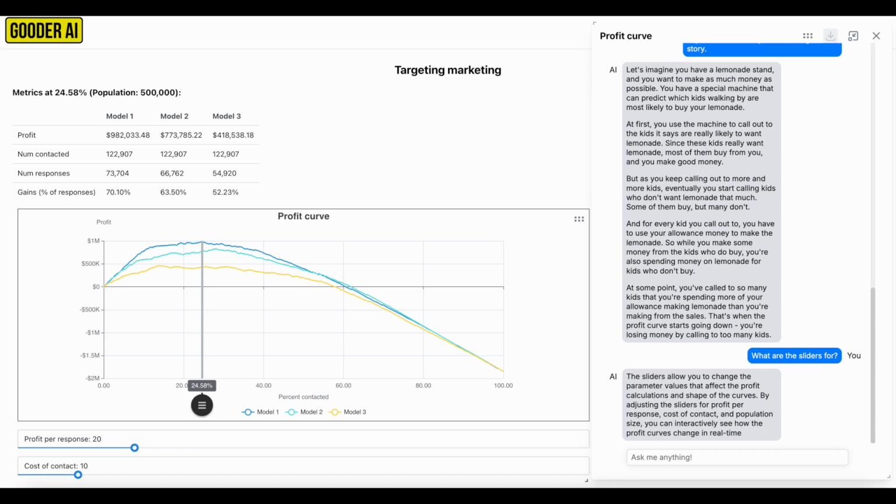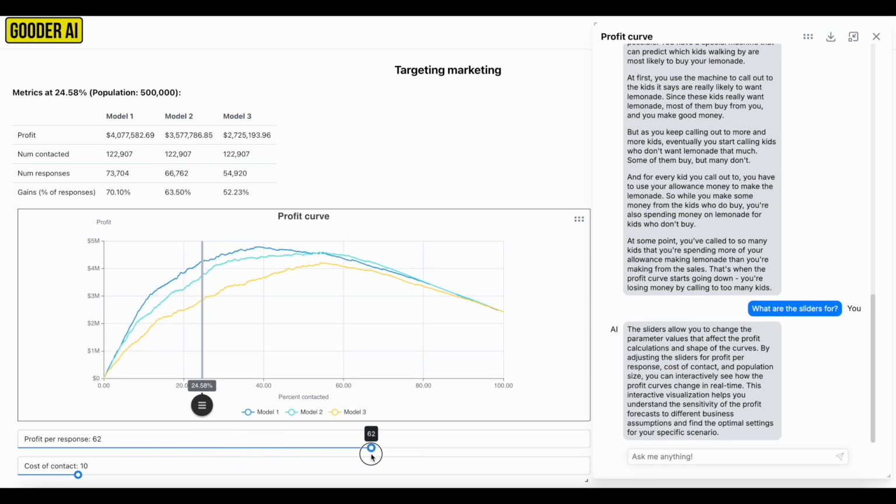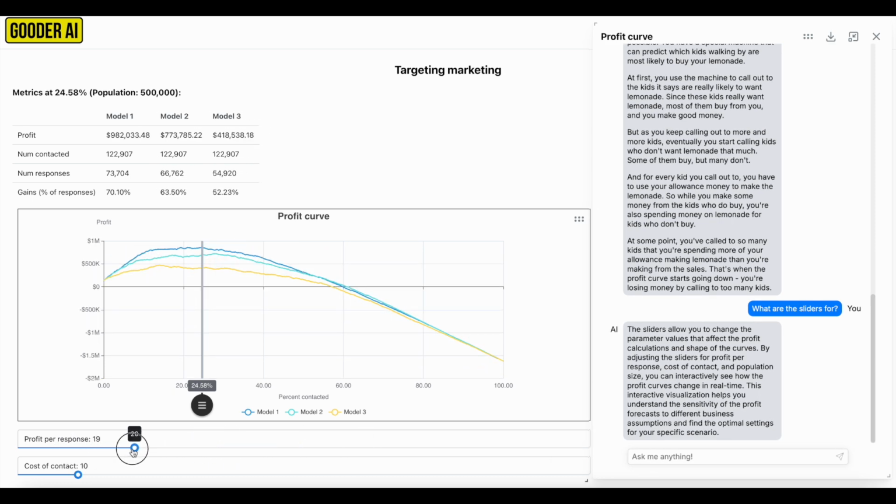The sliders allow you to change the parameter values that affect the profit calculations and shape of the curves. By adjusting the sliders for profit per response, cost of contact, and population size, you can interactively see how the profit curves change in real time. This interactive visualization helps you understand the sensitivity of the profit forecasts to different business assumptions and find the optimal settings for your specific scenario.